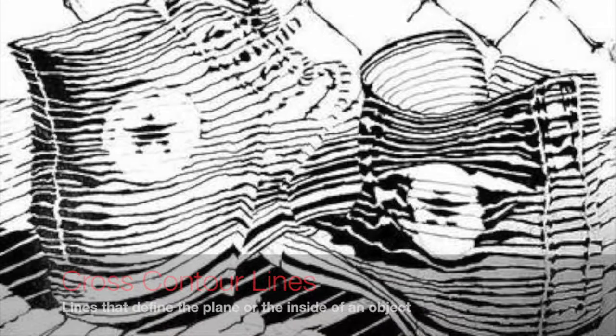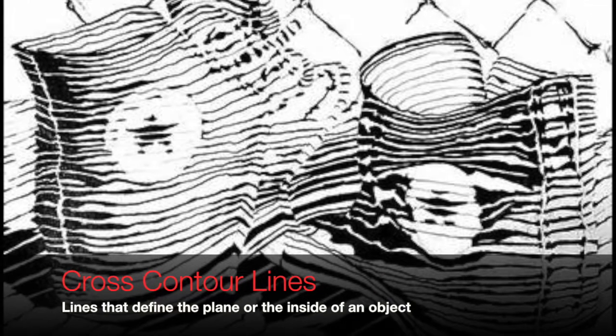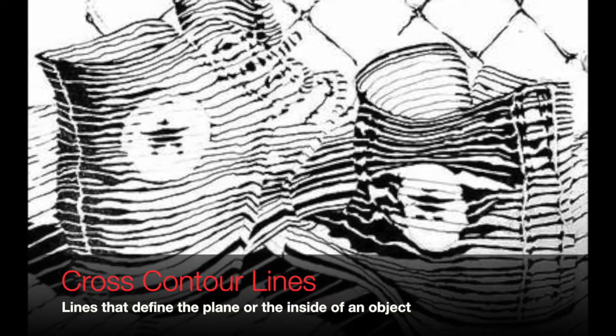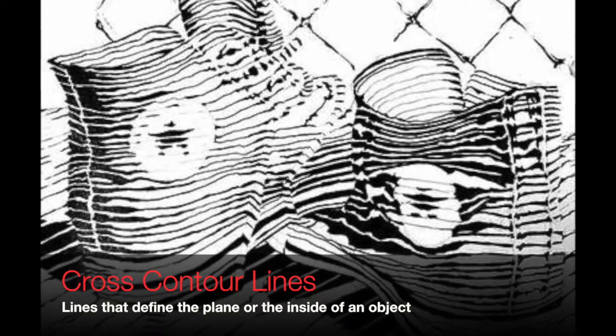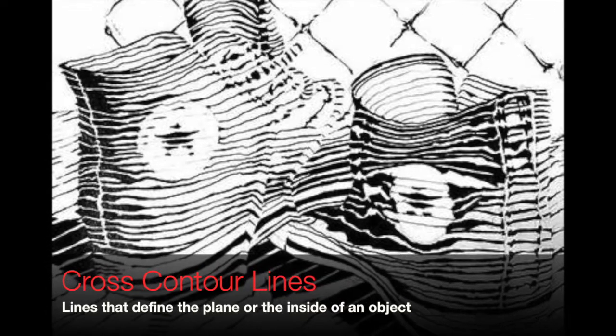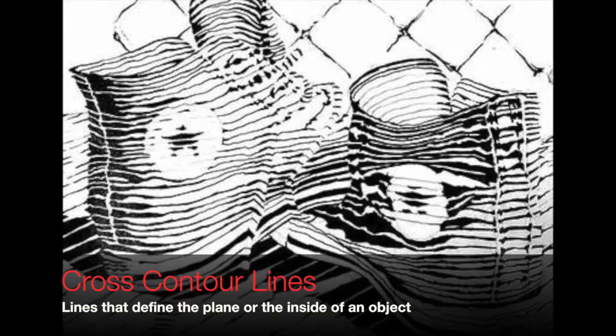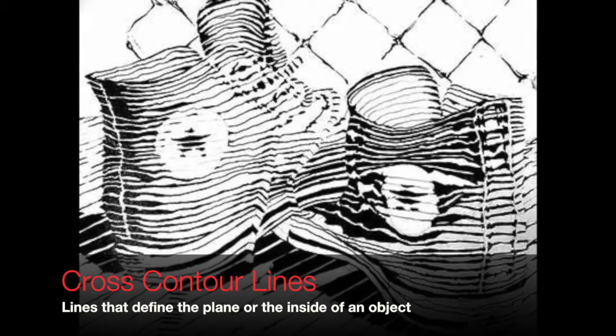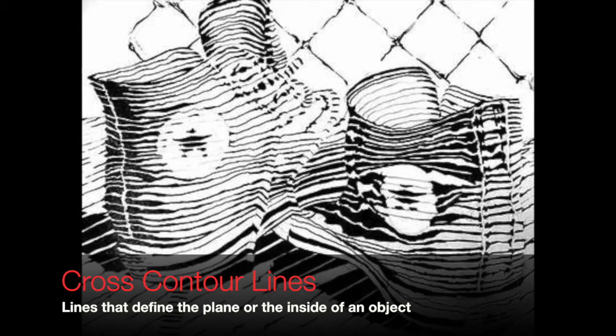Then you have cross contour lines. These lines define the plane or the insides of an object. For example, in this photo here, you can see the different lines of the shoe. It's almost like you could feel the shoe there.